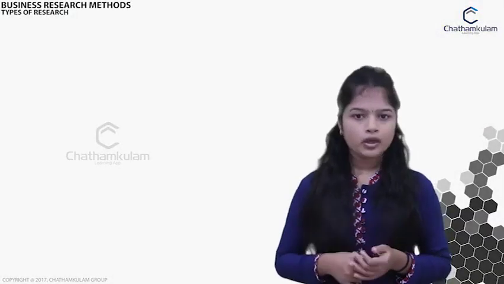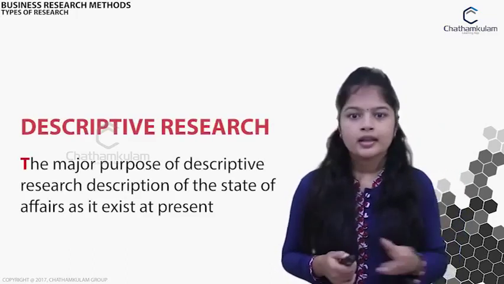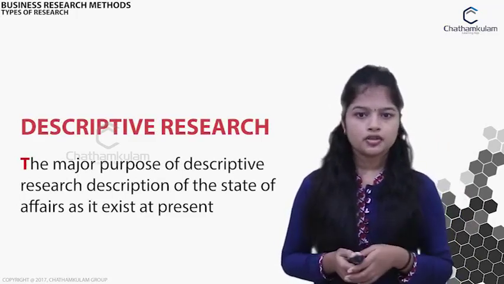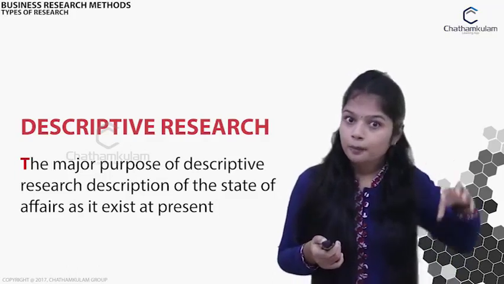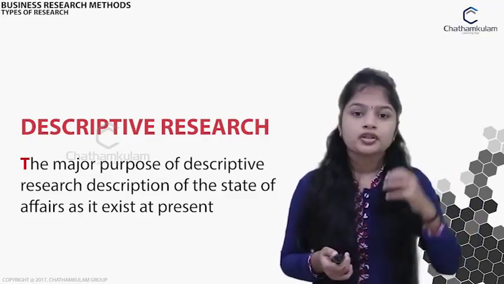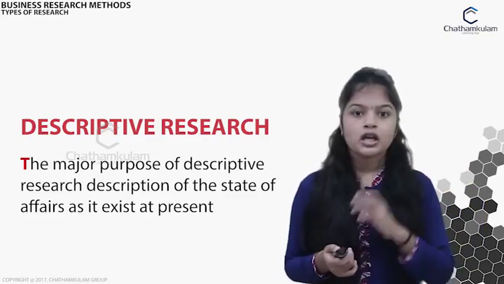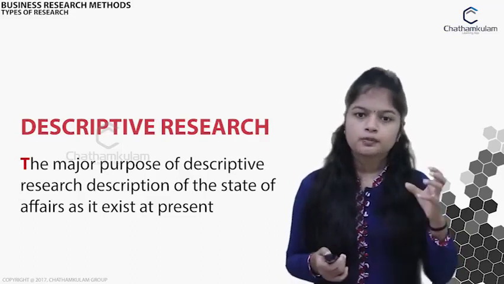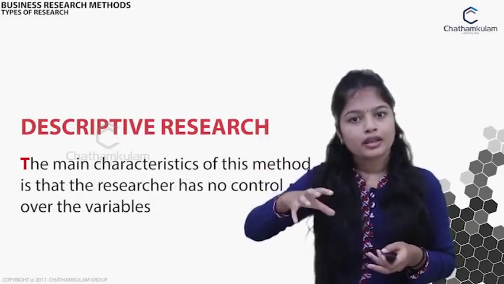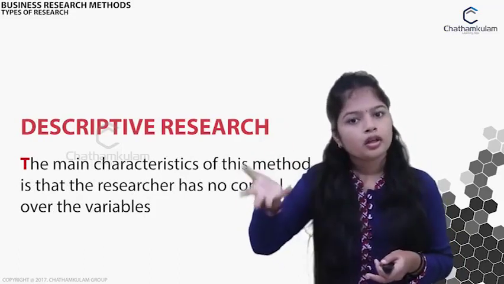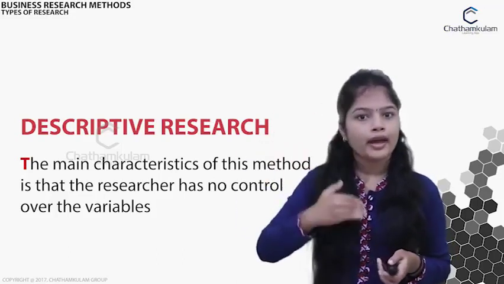So next one is descriptive research. From the word we can catch the major purpose of descriptive research: description of the state of affairs as it exists at present. Descriptive research describes the state of affairs that exists at the present time. The main characteristic of descriptive research is that the researcher has no control over the variables. He can only report what is happening. He can only describe what had happened.